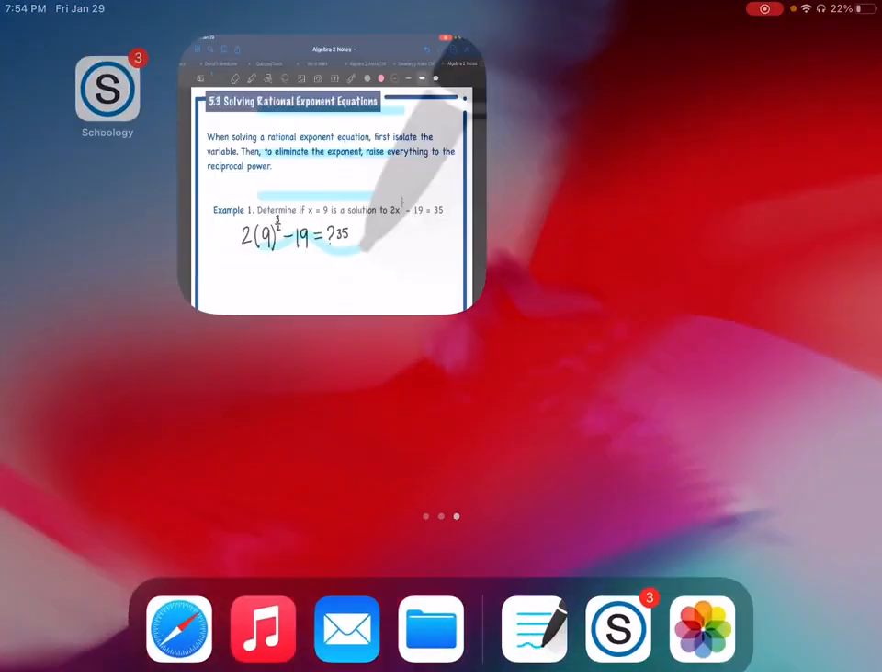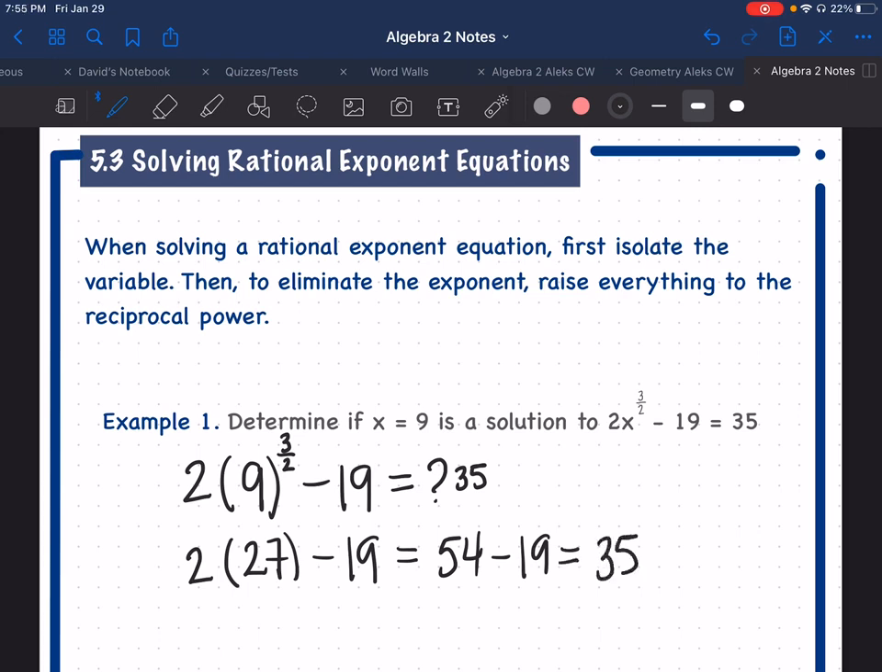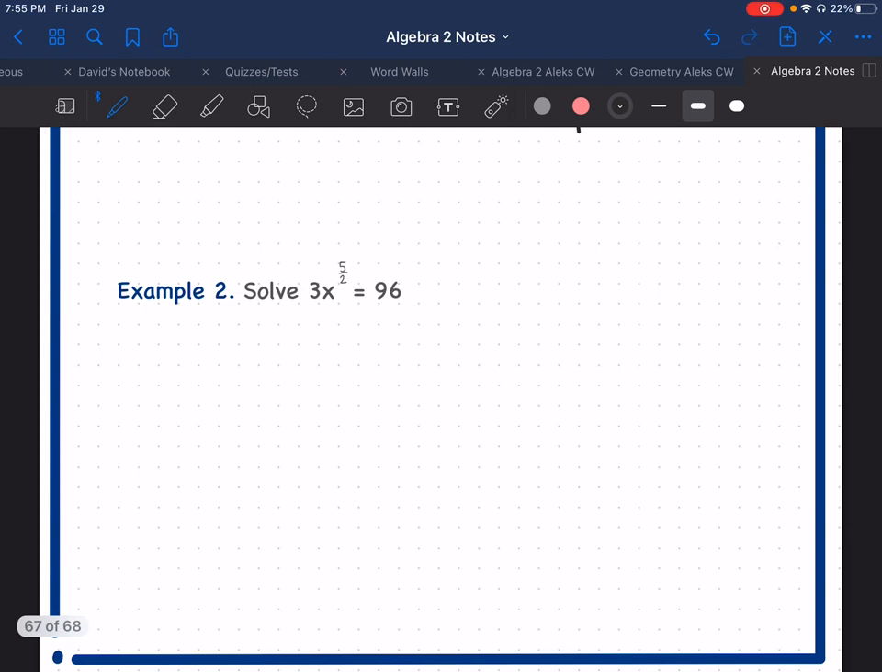I'm going to go back to my notes, and I'm going to say 2 times 27 minus 19. 2 times 27 is 54. 54 minus 19 is 35. I got my answer, so my answer is yes, x equals 9 is a solution. All right, now let's see how I would actually solve this equation.